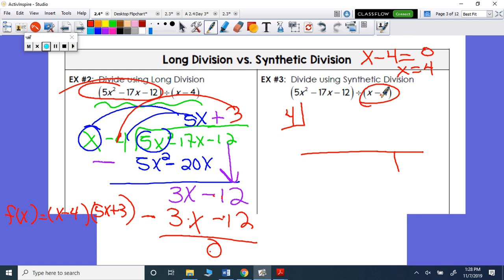All right, what's my top row of numbers? Can anybody remember that? What do you think? How about a 5, a negative 17, and a negative 12? All you're doing is taking your coefficients. But a big deal, if somebody's missing, if a power is missing, you got to hold it with a 0.